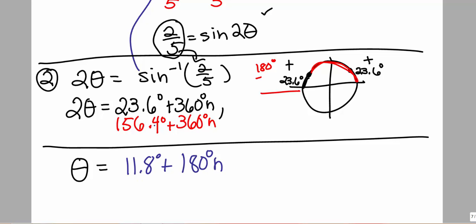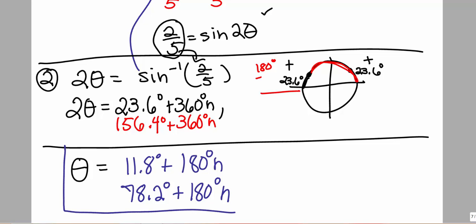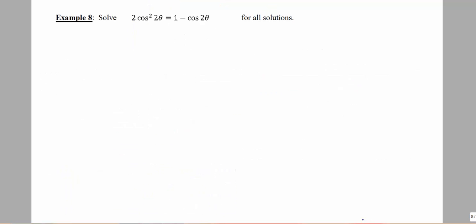And 156.4 degrees divided by 2, I get 78.2 degrees. Plus, and then we also divide 360 in by 2, which gives 180 in. So these are all possible solutions. That last step is to solve for all possible solutions for theta itself. Remember, divide everything through by 2, not just the angles out front, but also the terms that follow to give us those coterminal angles.